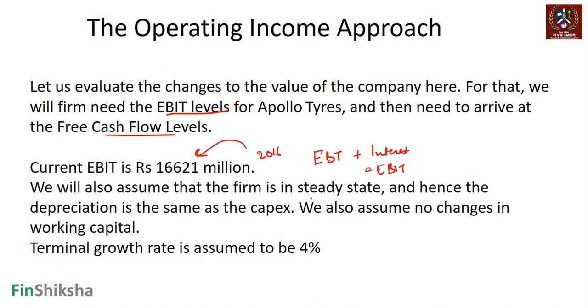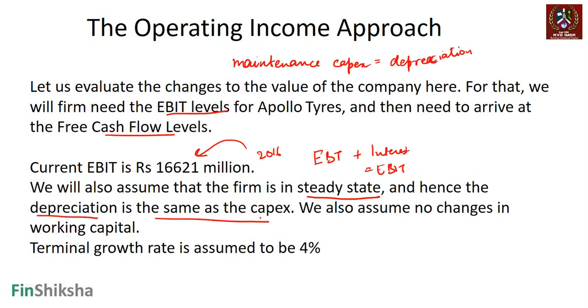We will also assume that the firm is in steady state. When a firm is in steady state, there is no new capex, right? The only capex is the maintenance capex, which is going to be similar to the wear and tear each year. The wear and tear each year is given by the depreciation number. So we're going to assume that the depreciation is the same as the capex. Every year there is some wear and tear, and we just replace that in our capex conditions, right? We assume no change in working capital either.